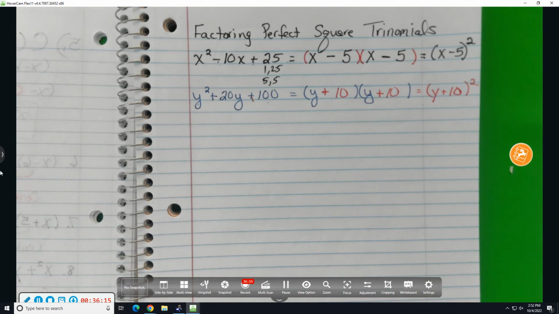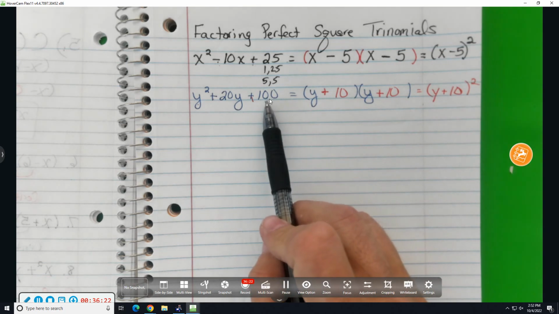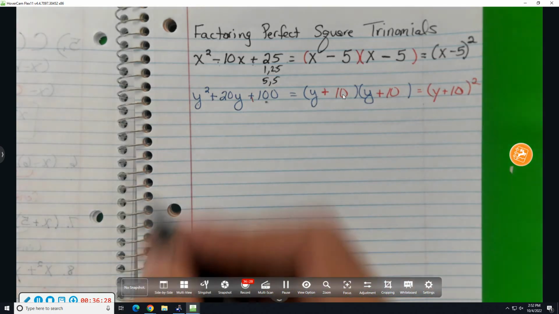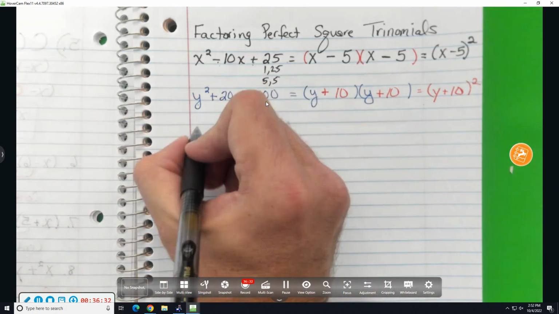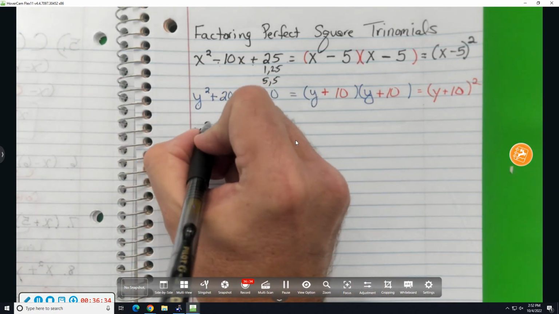Realize with a perfect square trinomial, that constant term there, that number there, has to be a perfect square. You can't have 70 there. The number that's there has to be able to be written as a number times itself. So that constant term there has to be a perfect square.